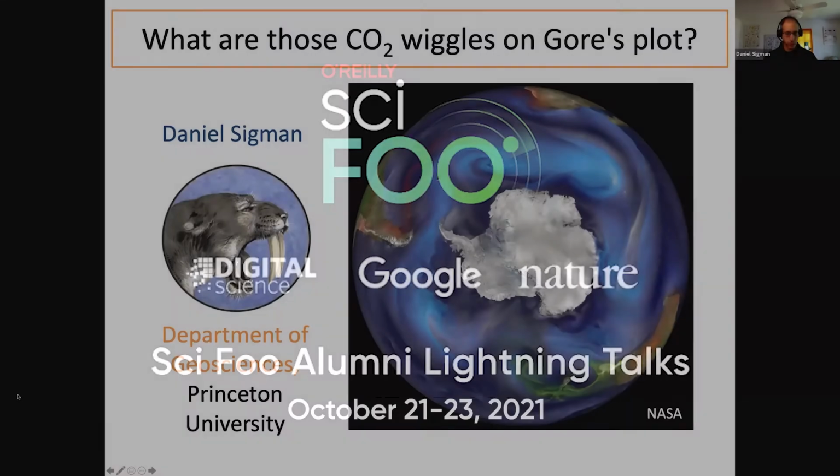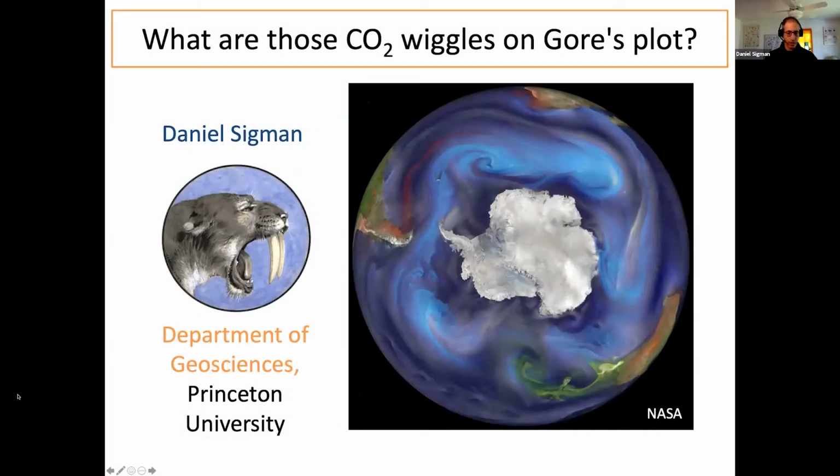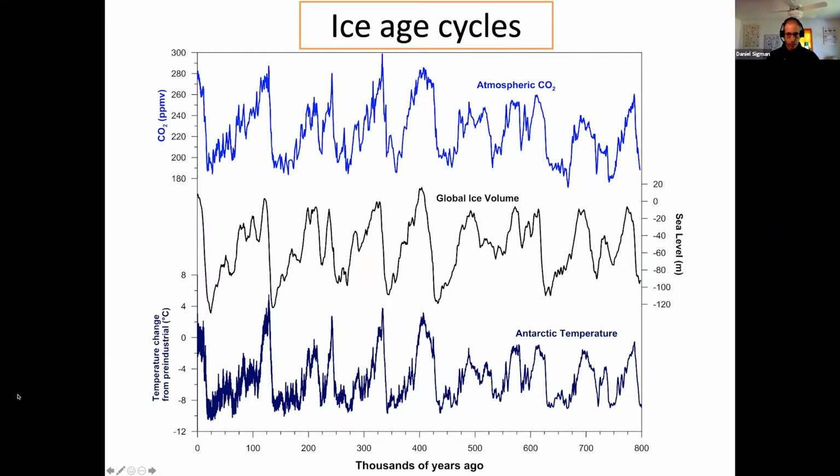So I want to address, if anyone's asked while watching An Inconvenient Truth, what are those CO2 wiggles on Gore's plot? What am I talking about? I think many of you have seen this reconstruction of atmospheric CO2 shown up on top.